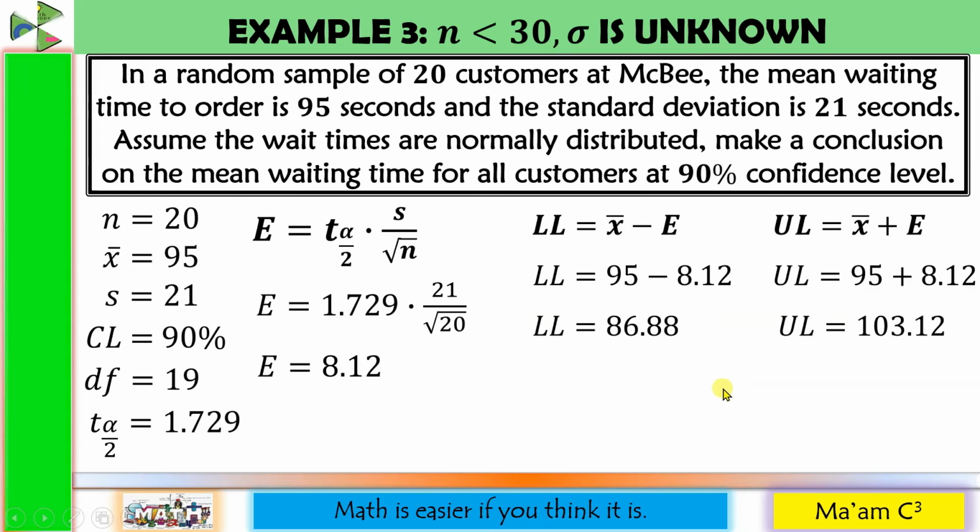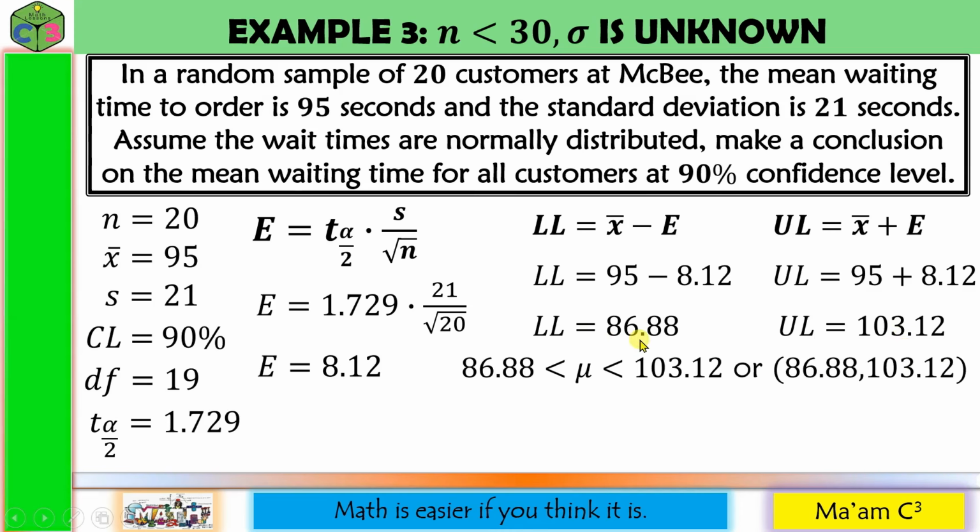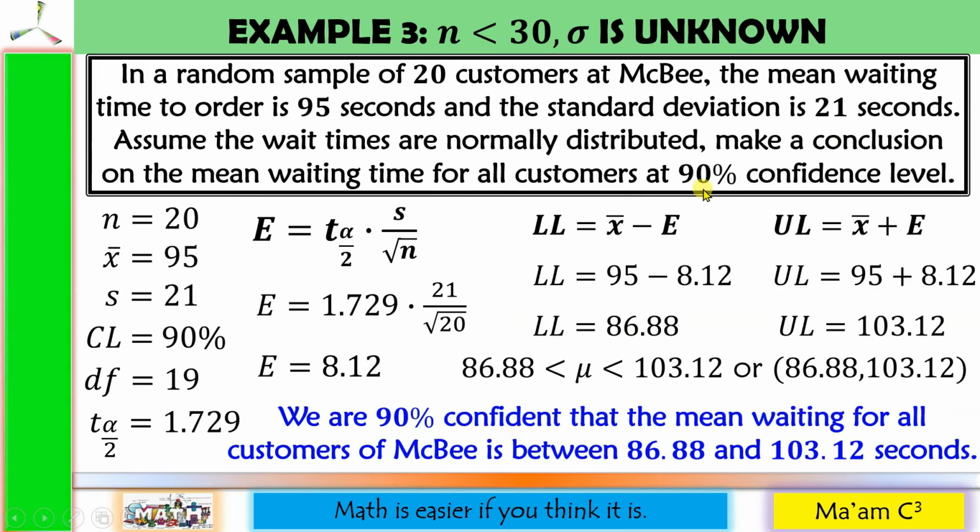So the population mean is less than 103.12 but greater than 86.88. Or you can also write in this way. Let's have our conclusion. We are 90% confident that the mean waiting time for all customers at McB is between 86.88 and 103.12 seconds. When we are making our conclusion, we are making inferences about the population. That is why we have here for all customers.